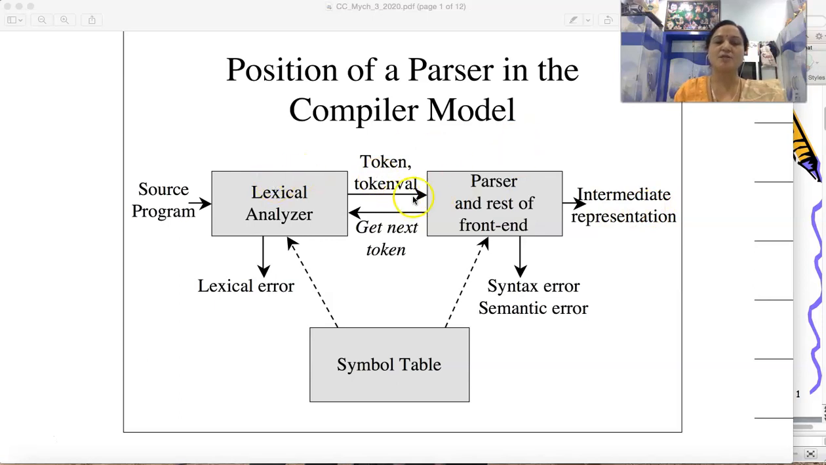Now these two blocks, lexical analyzer as well as parser, are connected to the symbol table. During lexical analysis, whenever the lexical analyzer finds identifiers, the values of the identifiers, constants and their attributes are saved in the symbol table. As and when required, the parser will refer to these values. Similarly, all other phases of the compiler also take the values of identifiers and their attributes from the symbol table.